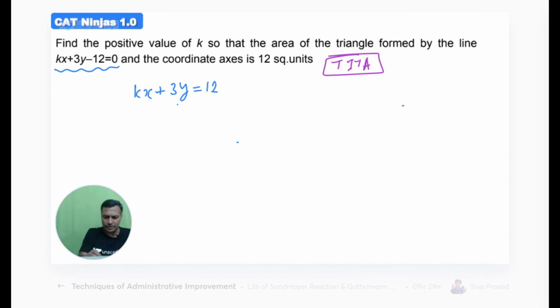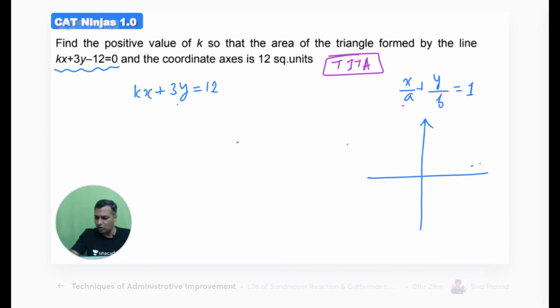What is the intercept form of a straight line? The intercept form of a straight line is x divided by a plus y divided by b is equal to 1. If I have to illustrate by drawing that particular line on the graph, assume that a is positive, assume that b is positive. They can be negative as well. Here it is given that k is positive and the y-intercept is already positive, therefore there are no worries on that.